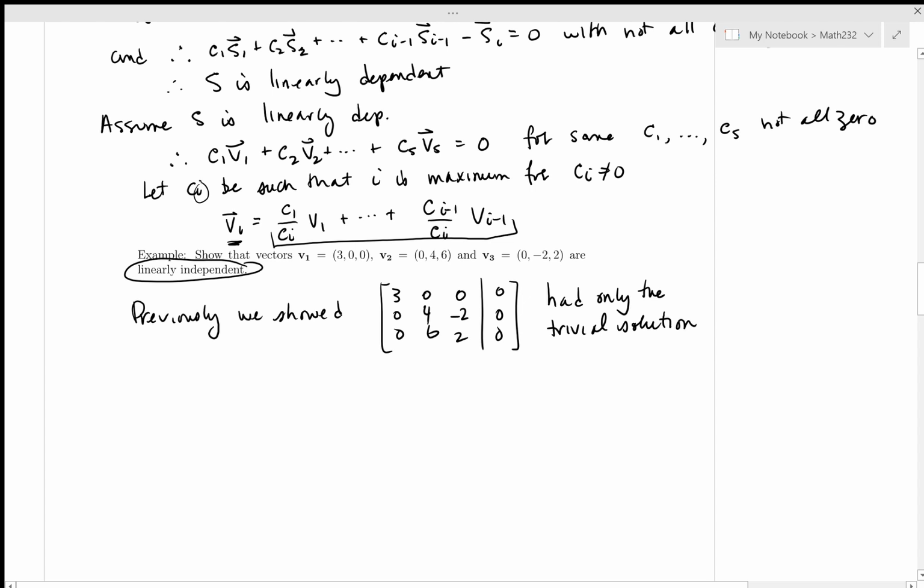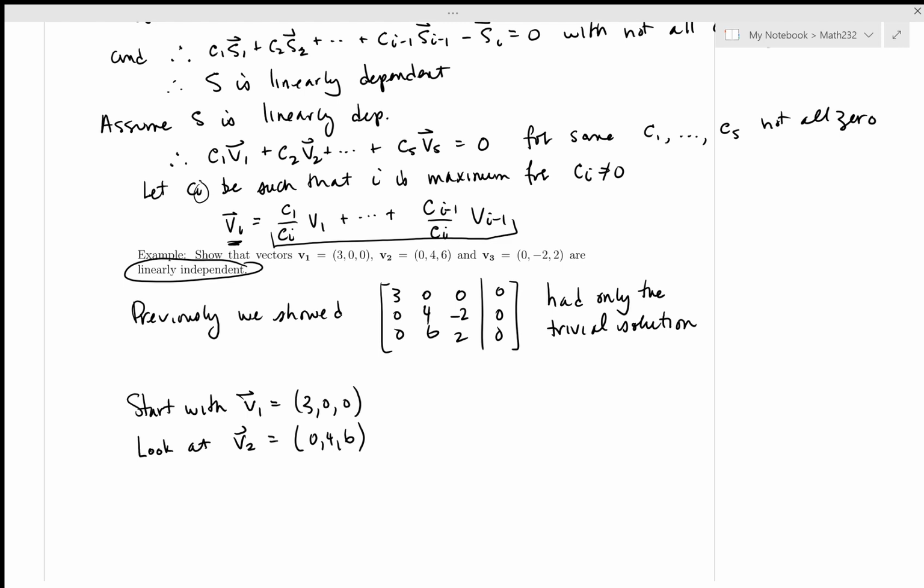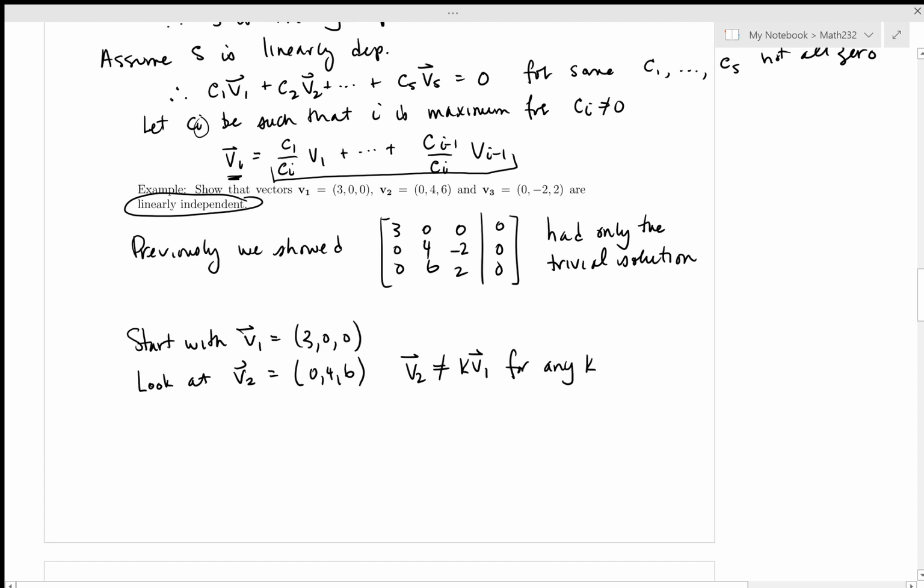Well, that was one way of showing that. Here we can look at it slightly differently. We start with v1, that is that guy there, 3, 0, 0. It's just one vector that is linearly independent. Then we look at v2, which is 0, 4, 6. And you can see that v2 is not a linear combination of v1. So v2 is not equal to k v1 for any k. Now we know that v1 and v2 are linearly independent.